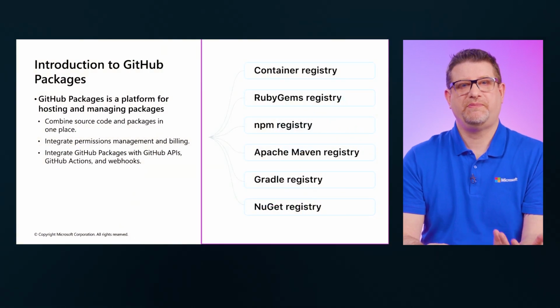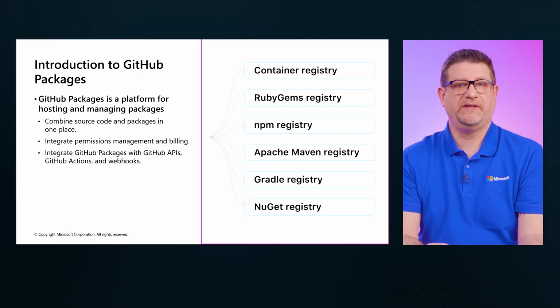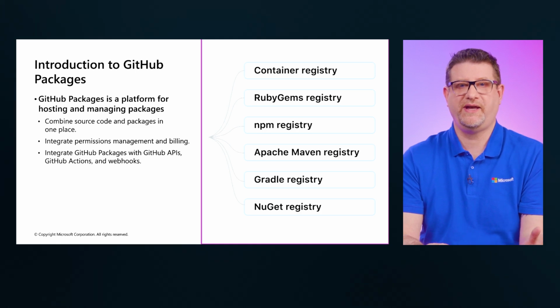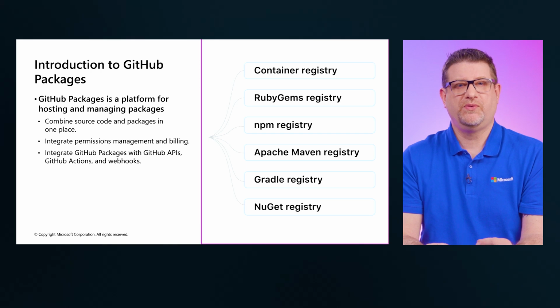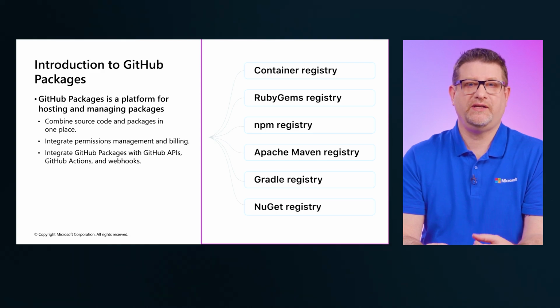GitHub Packages is a powerful platform designed to host and manage software packages right alongside your source code in GitHub. By combining code and packages in one place, it streamlines the development workflow, making it easier for our teams to share, reuse, and maintain components. GitHub Packages integrates seamlessly with GitHub's permission management and billing, so you control who has access to the packages and track usage without juggling multiple tools. Plus, it works with popular registries like NPM, RubyGems, Maven, Gradle, Docker, and NuGet, supporting a wide variety of development environments and languages.